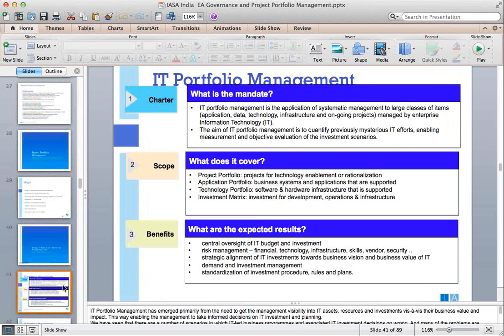And what are the benefits? We will have a central oversight of how much has been spent or is being spent towards a specific business value. You will know the returns on investment here. You will also clearly state the risks, either financial or technology risks, infrastructure or vendor risks, or any security threats within your architecture. So this risk is being managed within the portfolio.